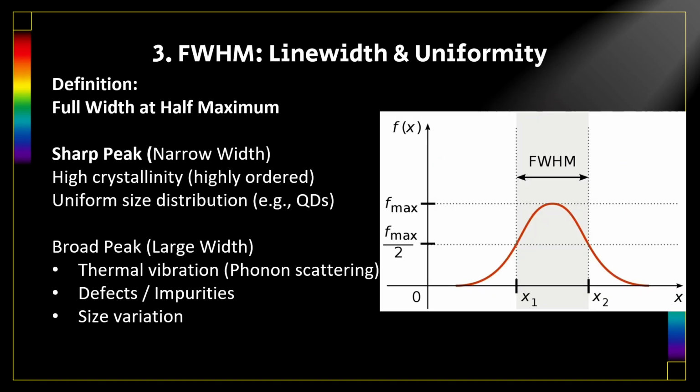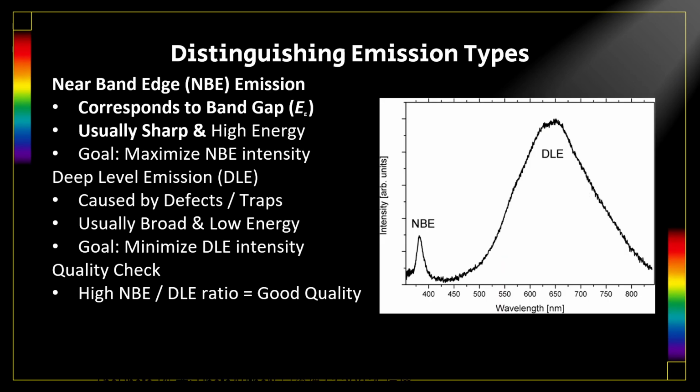The third parameter is full width at half maximum, or linewidth. This indicates the purity and uniformity of the material. A sharp, narrow peak represents high crystallinity and a highly ordered structure. Conversely, a broad peak suggests energy fluctuation. The broadening can be caused by thermal vibrations, a high density of impurities, or size variations in the case of nanomaterials.